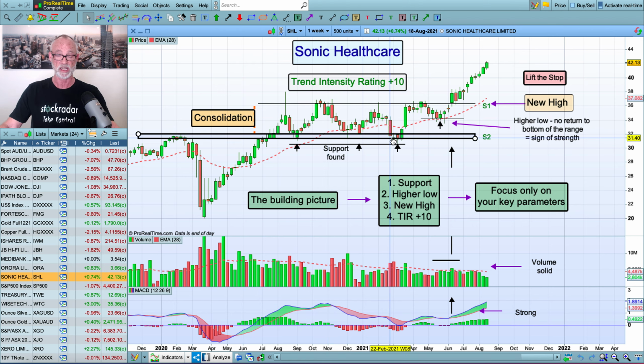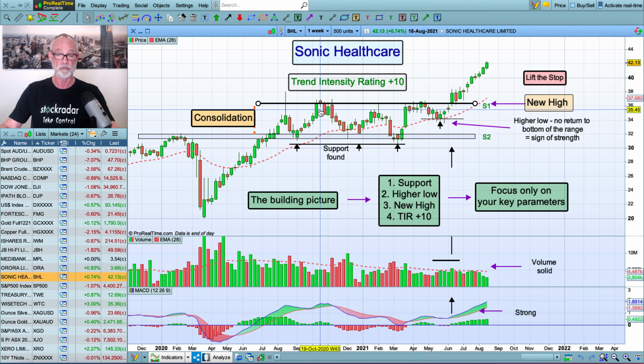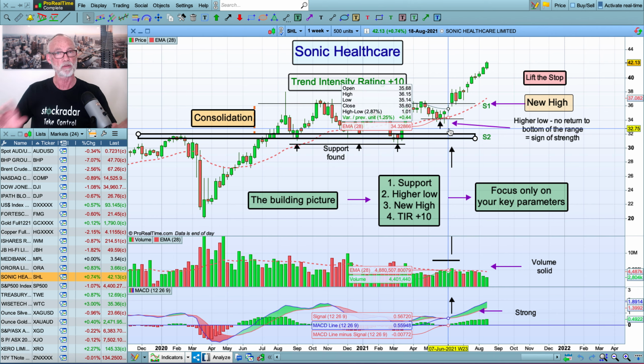But here, what we start to get with Sonic Healthcare is a rally up to here. It comes back to this support level here, which held a couple of times. It rallies again to this high level, up around $35, $36, then comes back. Then we see number 2 here, where support comes in. Number 2 is the higher low, and that's a clue that there is some keen support. Remember I talked about the buyer-seller relationship before? The buyers are starting to get a little bit stronger than the sellers.